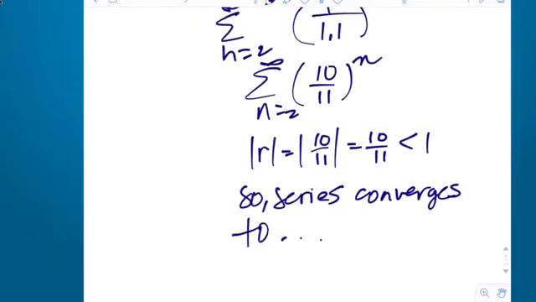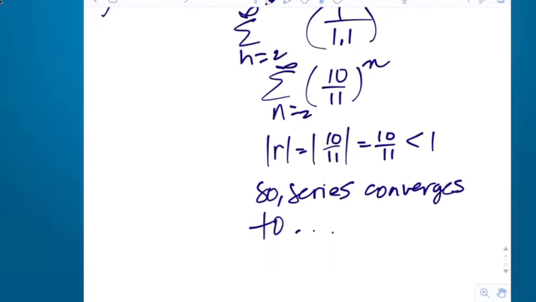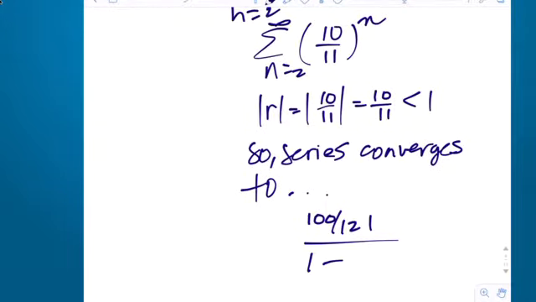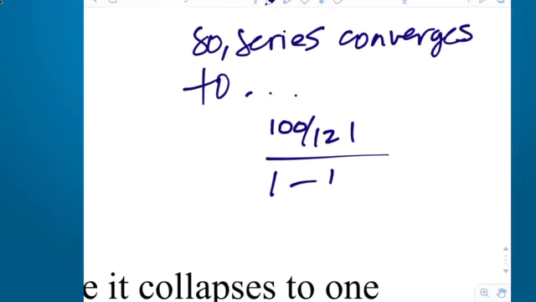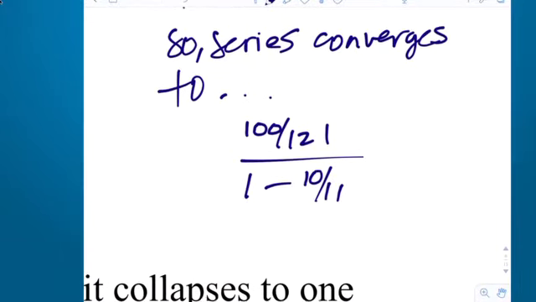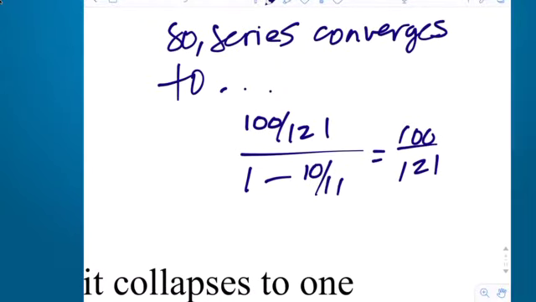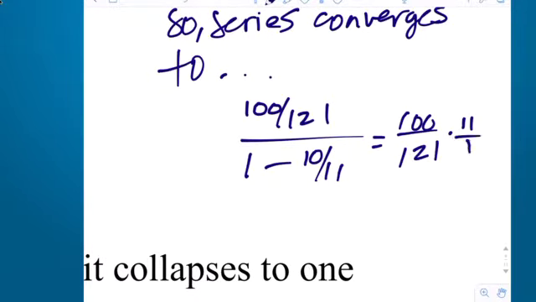I like that version better because 10/11 squared is 100 over 121, square the top and bottom, all over 1 minus r. What was our r? 10/11. And then, of course, you could simplify that. That's 100 over 121, and that's going to give you 11/11 minus 10, which is 1/11. So dividing by 1/11 is the same as multiplying by 11 over 1, which simplifies to 100 over 11.